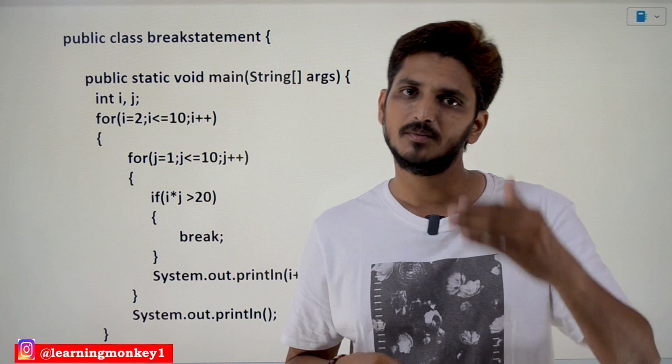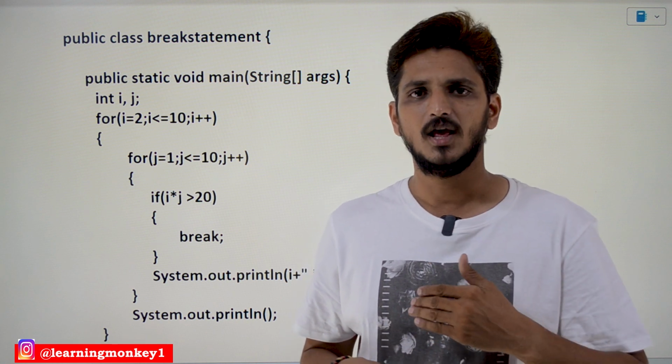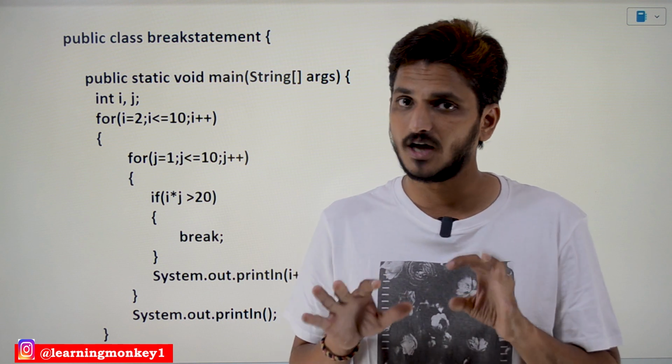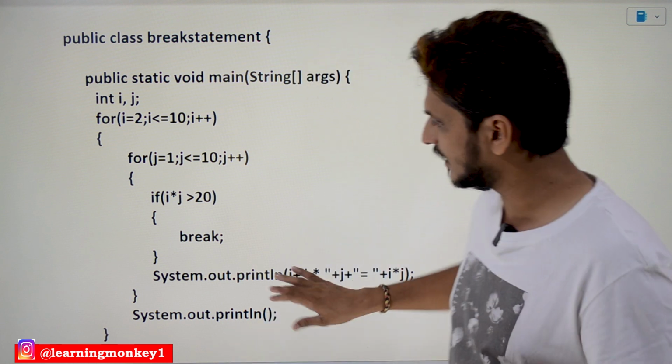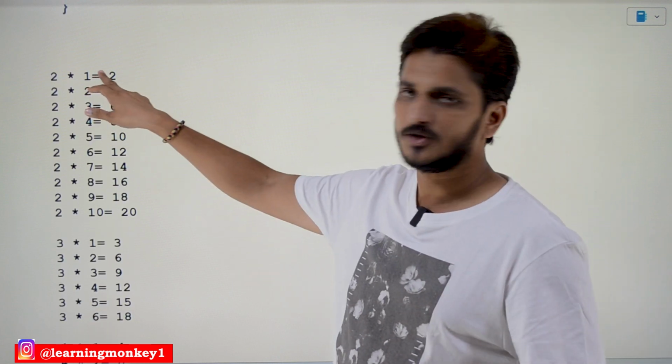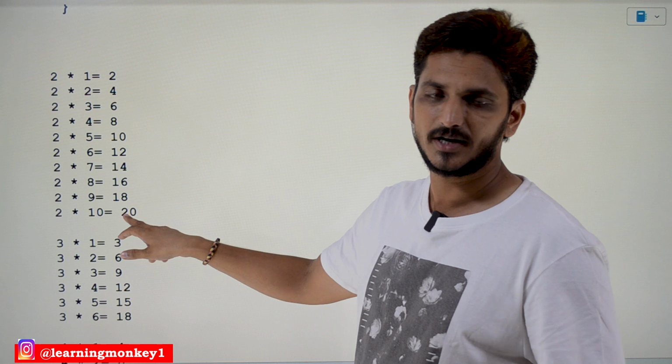2 table, 3 table, 4 table, 5 table, 6 table, up to 10 tables we have displayed. But now I don't need the output like that. We need to display the tables, but our output should be like this. Display the 2 table. Yes, completely displayed the 2 table.